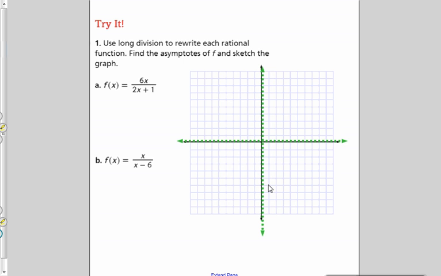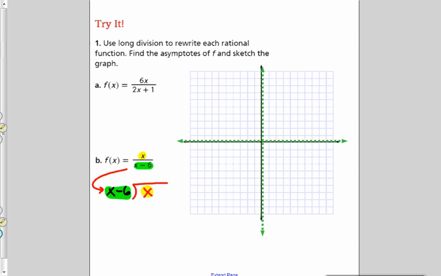Okay, we're going to graph problem 1b on page 3. To do this problem, we're going to do long division and take x minus 6 divided into x. So the numerator becomes your dividend, and your denominator is always your divisor.